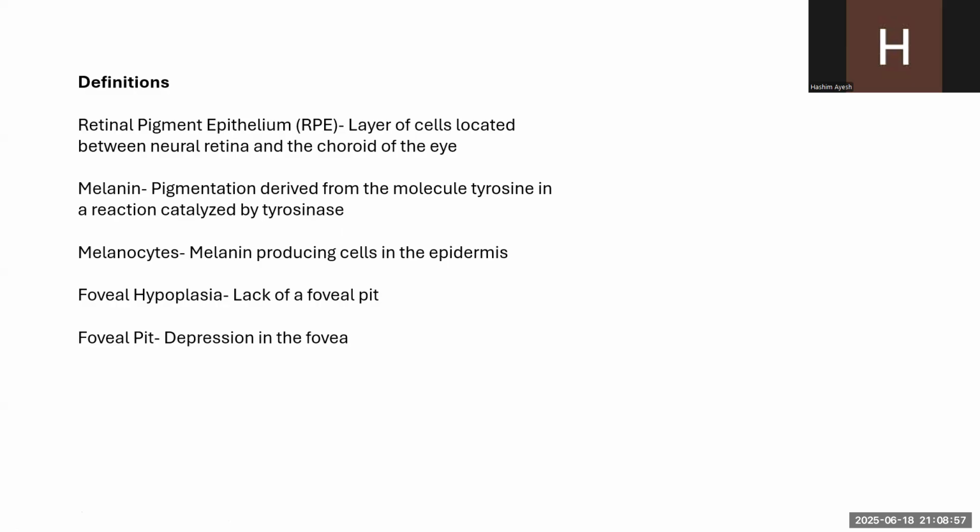Definitions: retinal pigment epithelium, RPE, is the layer of cells located between the neural retina and the choroid of the eye. Melanin is pigmentation derived from the molecule tyrosine in a reaction catalyzed by the enzyme tyrosinase. Melanocytes are melanin producing cells found in the epidermis, but in the iris as well. Foveal hypoplasia is a lack of a foveal pit. A foveal pit is a depression in the fovea, commonly absent in people with albinism.